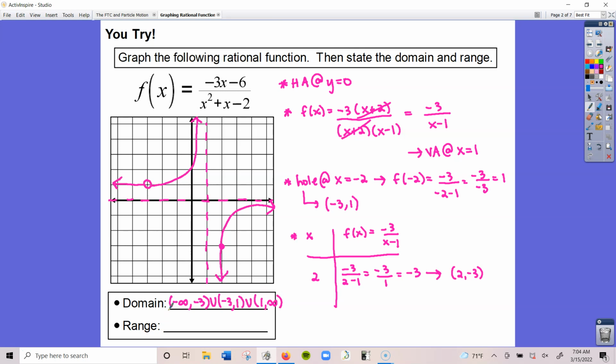Now for the range. The range is going to be from -infinity, since the graph does go down forever. So now I'm reading my graph from the bottom up. I'm going to have to stop at my horizontal asymptote, which is at 0. Continuing on from 0, I have to stop at the hole, which is at 1. And then it does go up forever after that, so it'll go 1 to infinity. So this would be my graph and my domain and range.